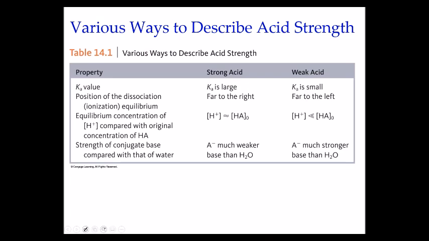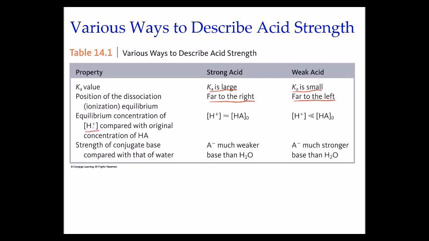So this table is very nice. It kind of sums everything up. Strong acid, the Ka is large. We don't even really assign Kas to them because they pretty much go to completion. Ka is small for the weak acids. The equilibrium position is far to the right for our strong acids because it pretty much goes to completion, and far to the left for weak acids because, like I said, a very, very small percentage of them actually ionize.